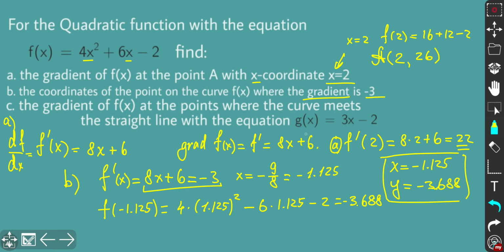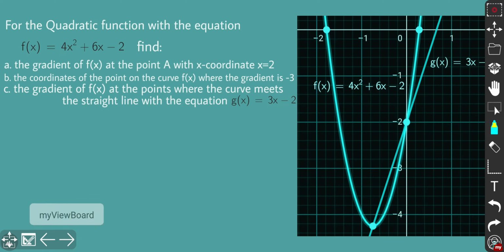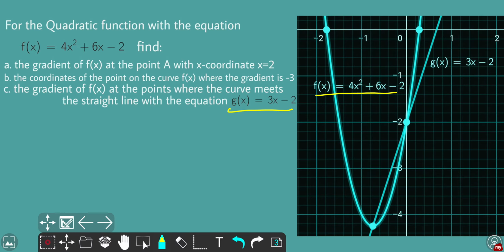Okay, so you're given that equation g(x) equals 3x minus 2, and we'll just move on. So here is the straight line, definitely 3x minus 2. Graphically I just depicted it already. This is the parabola, the quadratic function, and this is the straight line with the equation 3x minus 2. But even without using the graph, as you can see here, there are 2 points of intersection. And at those points you need to find the gradient of f(x), okay?